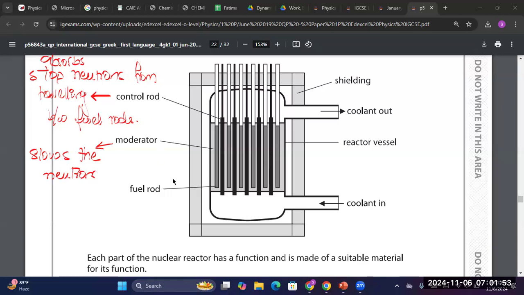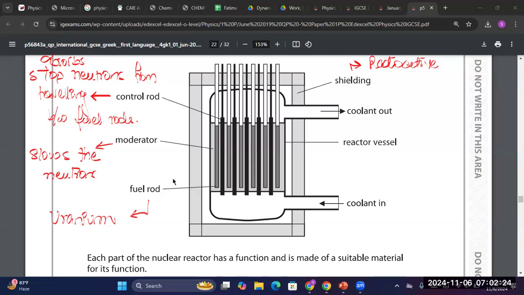And then we have our fuel rod. The fuel rod is basically what provides us with our fuel. This is normally made of whatever your fuel is. So if our fuel is uranium, then it's going to be made up of uranium. Then we have our shielding. The shielding protects us against radioactive hazards. If any radioactive compounds are produced in the nuclear fission reaction, it protects us against that.